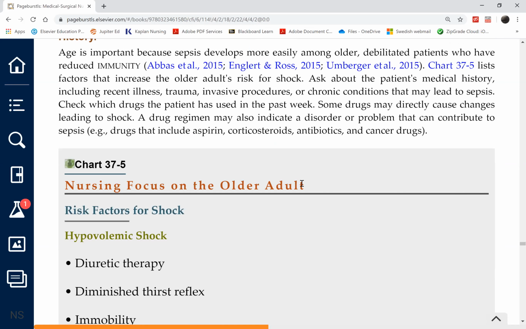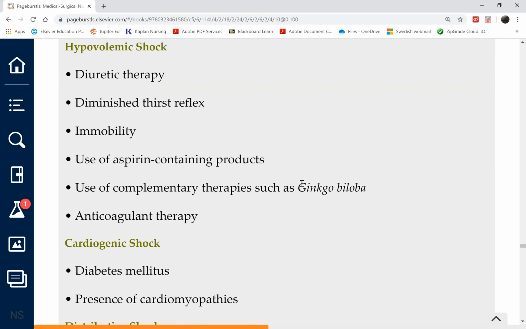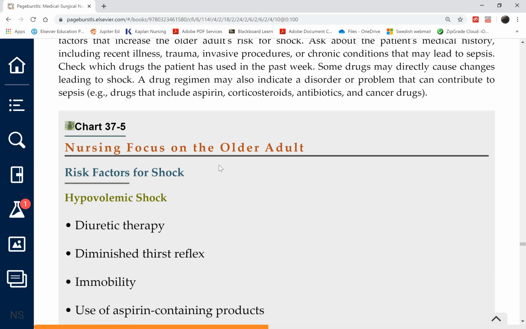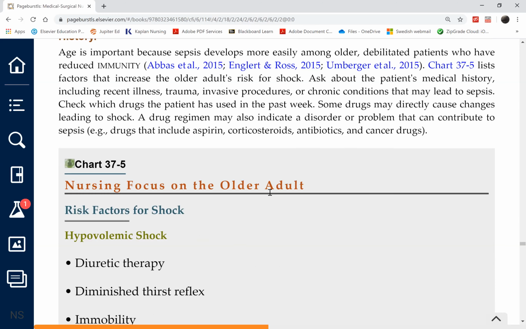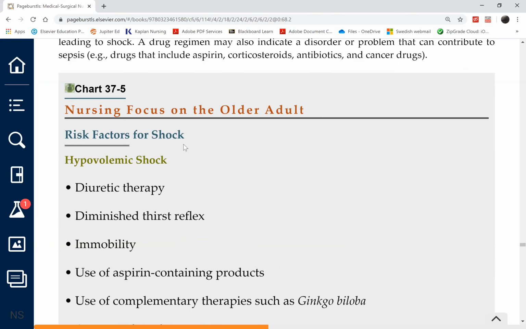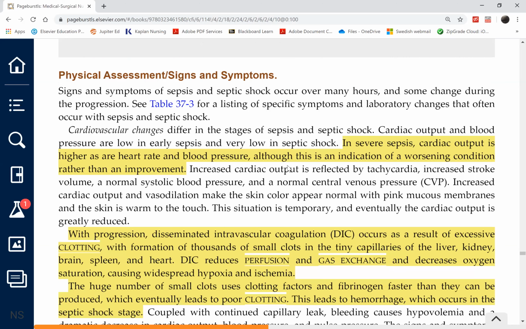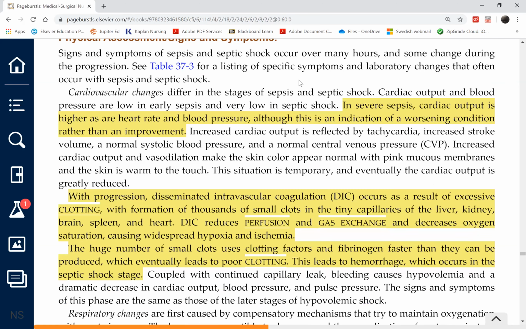So how do we recognize it? Just read this on your own, because most of our patients who develop sepsis are older people. This is just what makes them more susceptible. We already discussed these in the pathophysiology, so I don't want to repeat it. This is a redundant section because we already discussed it by stage.